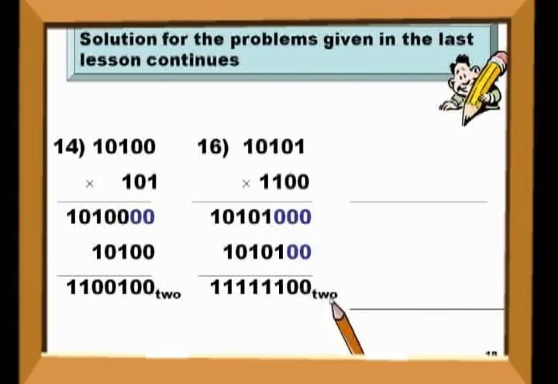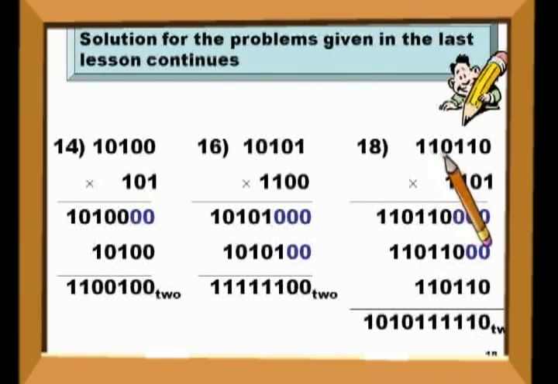In question 18, the product of 110110 and 1101 was required. And we have a pretty long answer. We have 10101111110 base 2.